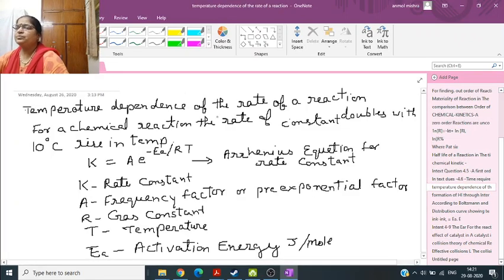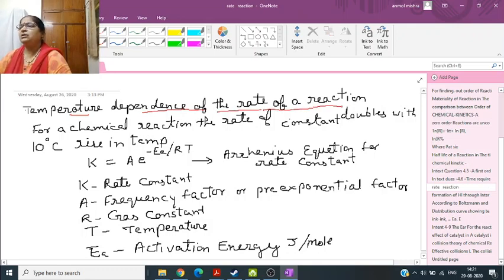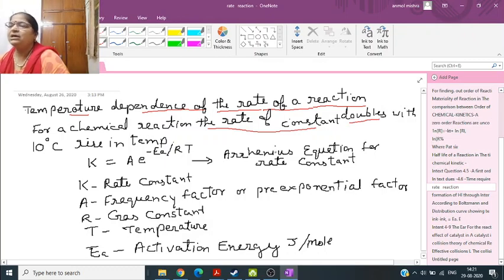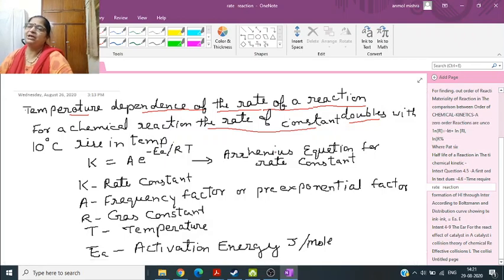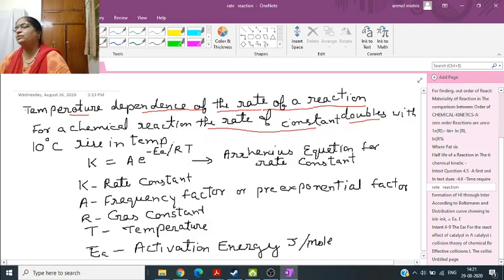Now next topic is, that is temperature dependence of the rate of a reaction. Now for a chemical reaction, the rate constant gets doubled when we increase the temperature by 10 degree. Means if suppose the rate constant is 2, it will become double, so 2 to the 4.